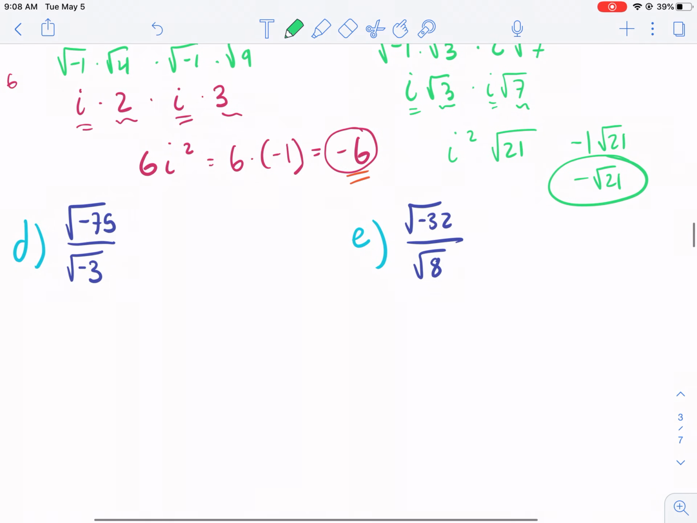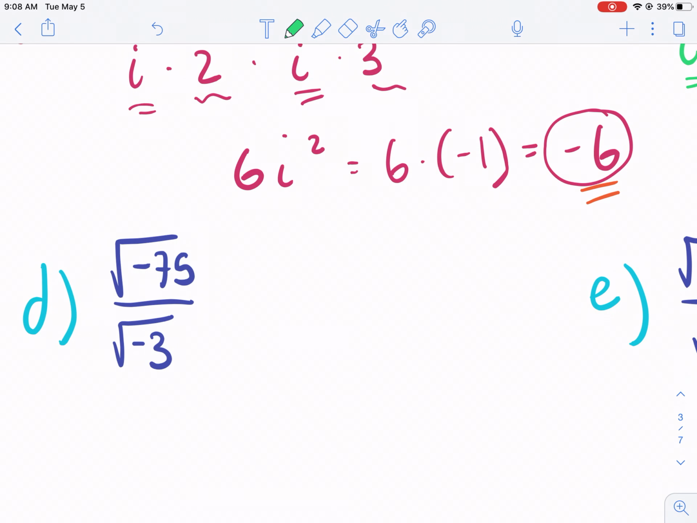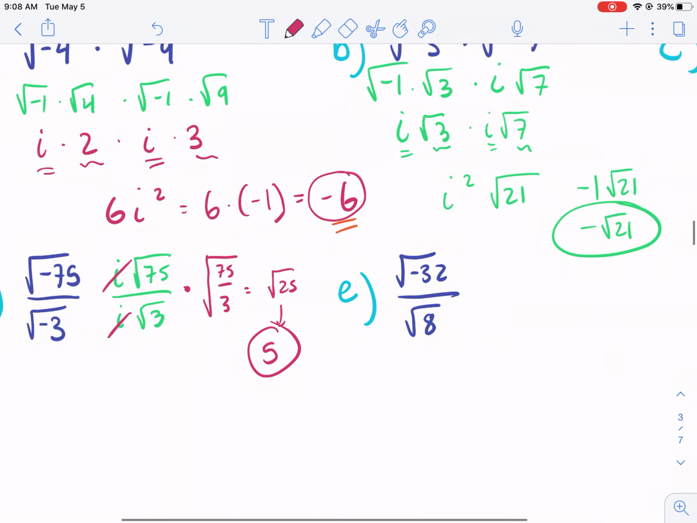These next couple, again, we're going to stick to the game plan. The first step is to take out the i. So we're going to take the i's out of both the top and the bottom. Once you do that, you can see that we're going to cancel out the i's. And now we're left with square root of 75 over square root of 3. Normally you can multiply both the top and bottom by square root of 3. That's generally how you simplify with a radical in the denominator. But in this case, I'm going to put it all underneath one radical because I recognize that 75 divided by 3 gives me a perfect square, 25. So then I can just simplify this and I get 5 for my answer.